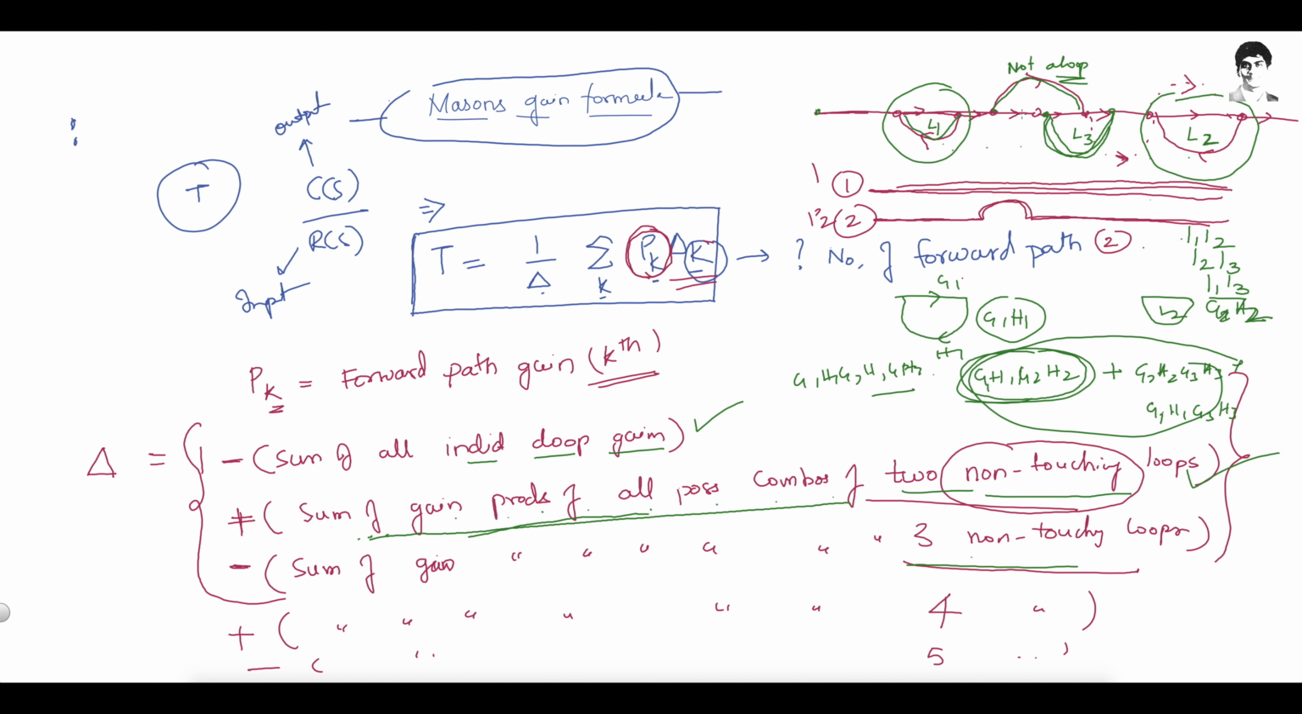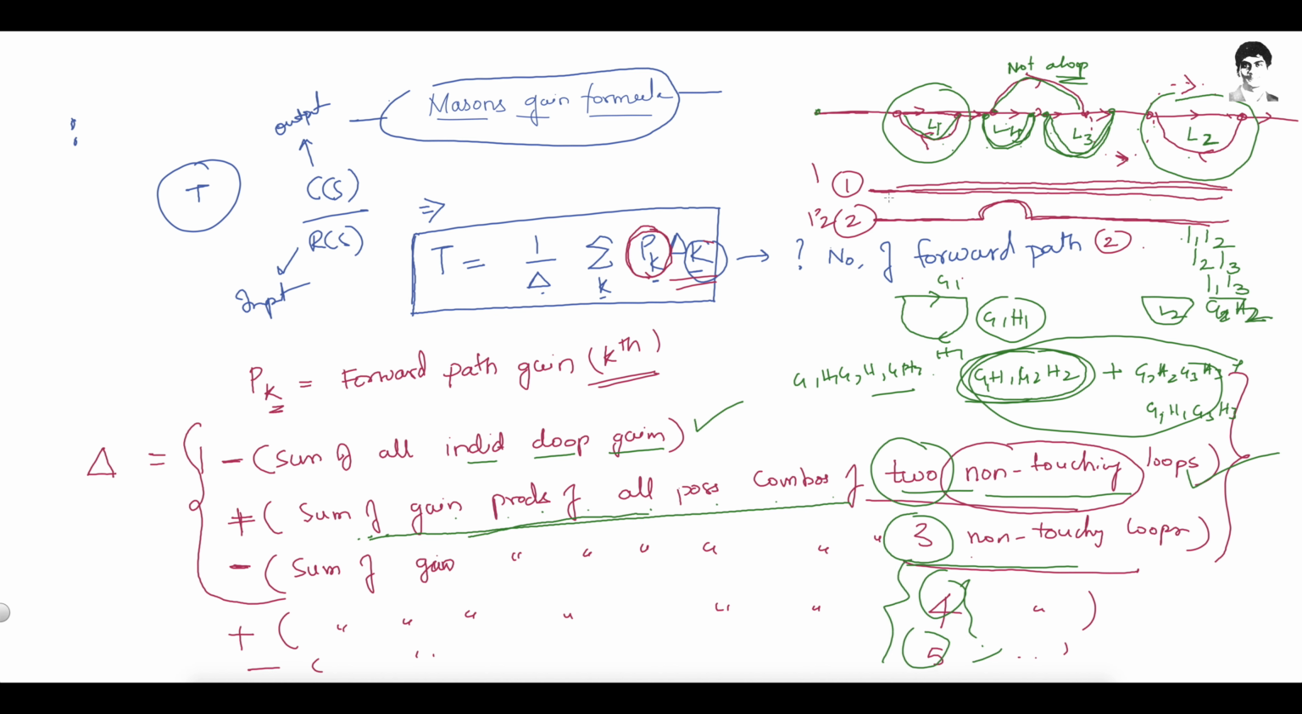In that way, for example, if there was one more loop here, L4, then L1, L4, L1, L3, L1, L2, L3, L2, L3, L4, all the possible combinations of 2, all the possible combinations of 3, 4, and so on. We won't really come to these things.